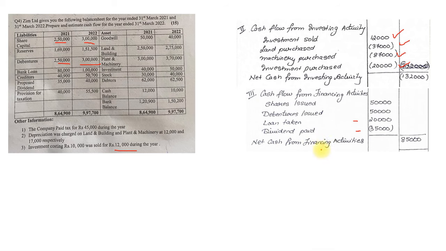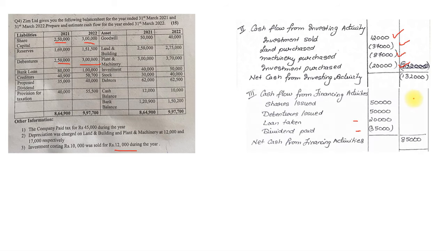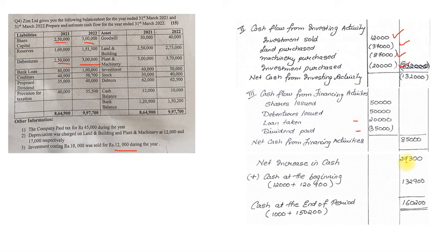We got all the values from the three parts. First part 74,300 positive. Second 1,32,000 negative, and then 85,000 positive. So 74,300 minus 132,000 plus 85,000 will give you net increase in cash, 27,300, if it's positive. If it would be negative, then it would be net decrease. To this amount, 27,300, we add our opening cash balances, 132,900. When you add up, it comes to 1,60,200, which is nothing but the total of closing 10,000 plus 150,200. So it comes to 160,200, which means your sum has tallied.